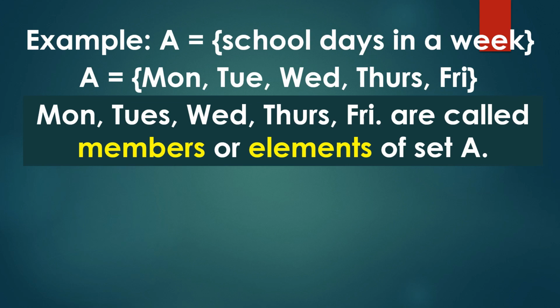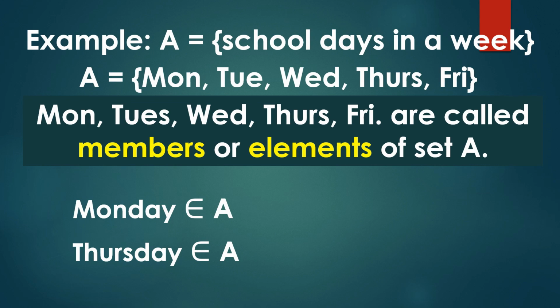This means that we can say the following. Monday is an element of set A. Take note of the symbol that we use in this statement and how to read it. Now, for the next statement, repeat after me. Thursday is an element of set A. Great!